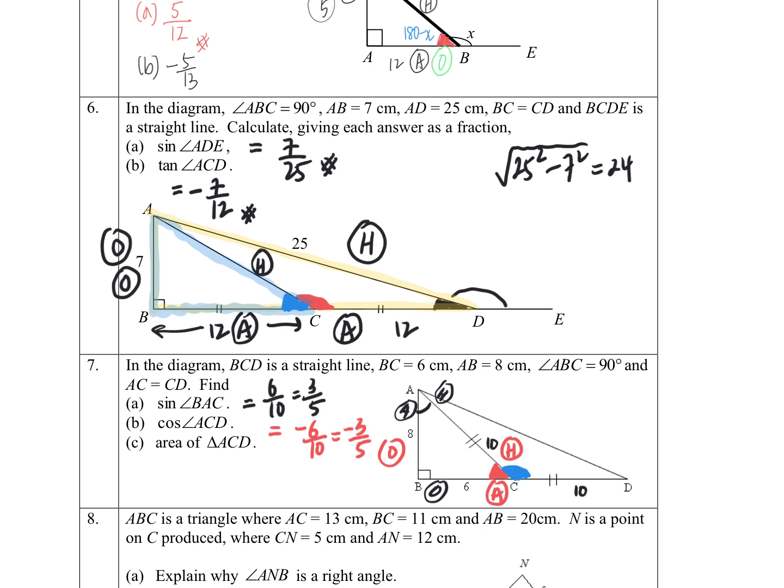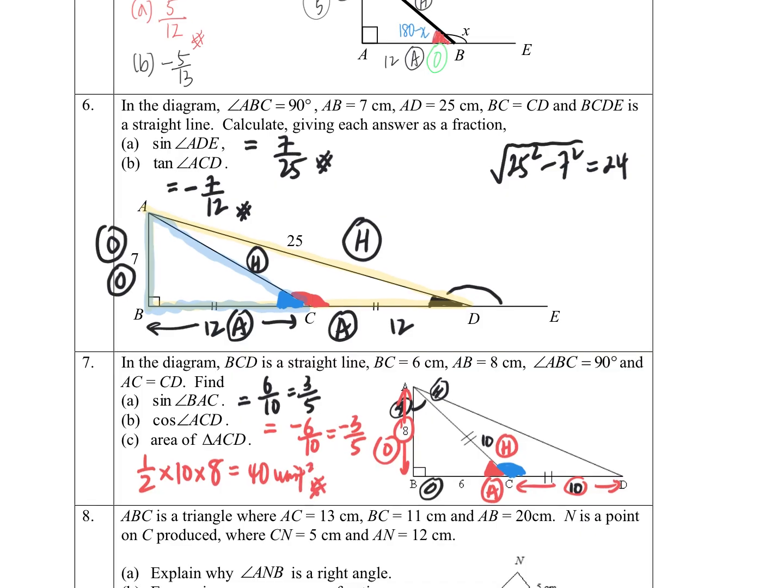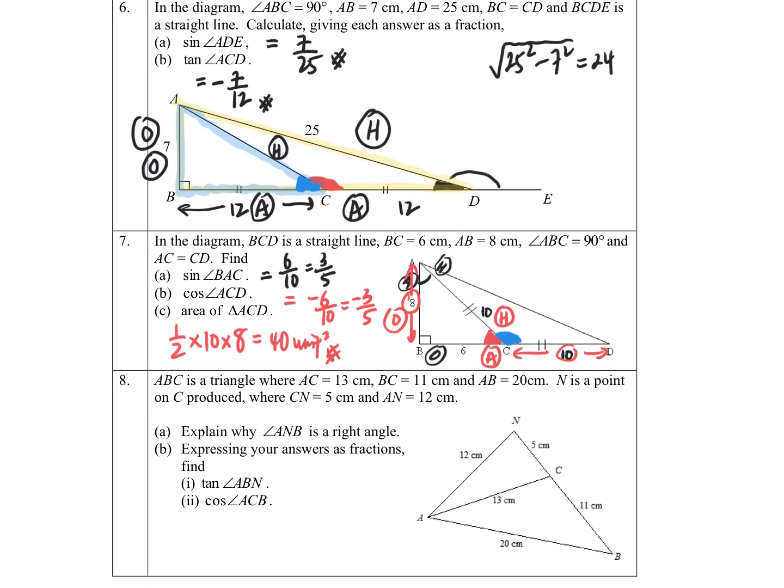Area of ACD, half times base times height. The base is 10. The perpendicular height is 8. So half times 10 times 8. So 40 units squared. Wait, you said these kinds of questions, right? This is the standard question for Pythagoras. For trigo ratio.